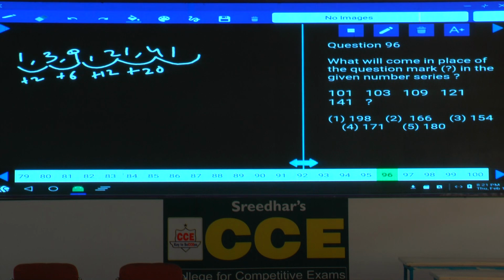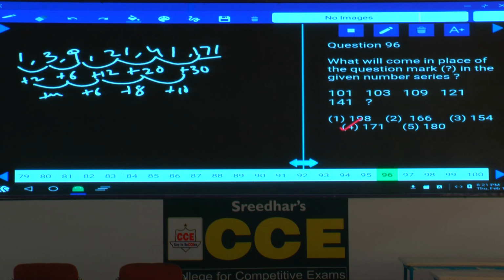2, 6, 12, 20, how should we continue? Again take the difference: 2 plus 4, 6 plus 6, 12 plus 8, 2, 4, 6, 8 plus 10. Plus 10 will be how much? 20 plus 10, and 41 plus 30, it will be 71. As you have removed 100, now we should add 100. 171 is the answer. Clear now? 171, that is given in choice 4.